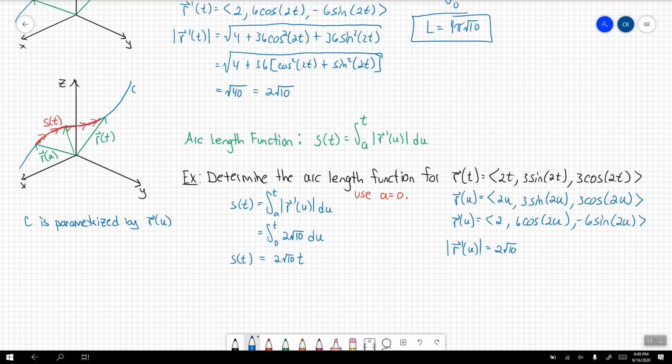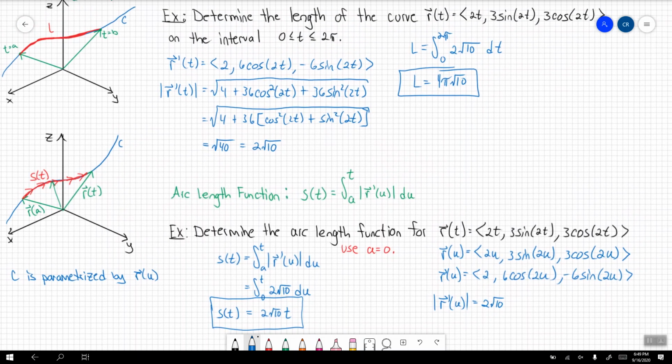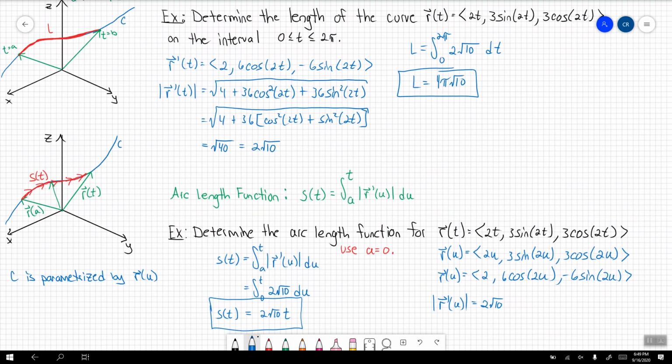Now, why is this my arc length function? Well, this is the arc length function specifically because if I wanted to find the arc length beginning at a and ending at some stopping point t, then I can just make my substitutions in for t and we're done. Look at how that correlates with the first example that we did. That arc length that we found, which was 4 pi root 10, just translates into substituting in the value 2 pi, in other words, a stopping point, for my arc length function. So 2 root 10 times 2 pi would get me that arc length of 4 pi root 10.